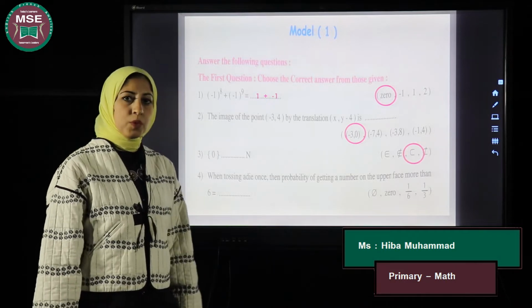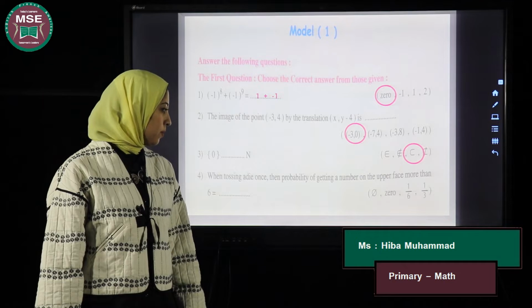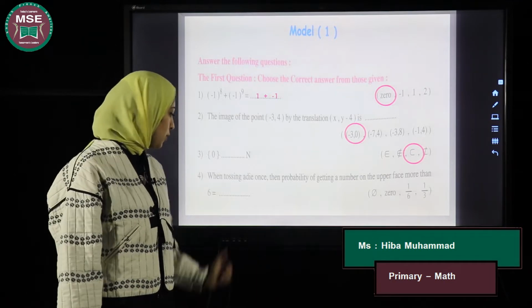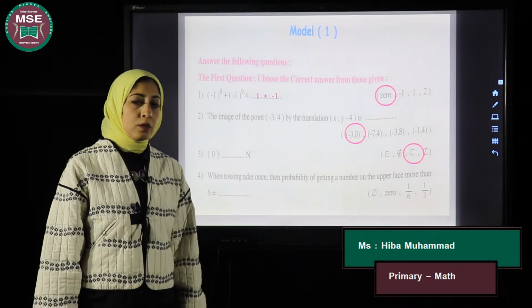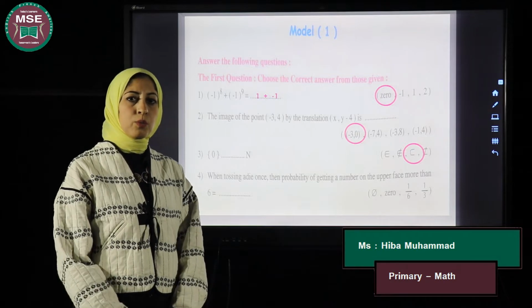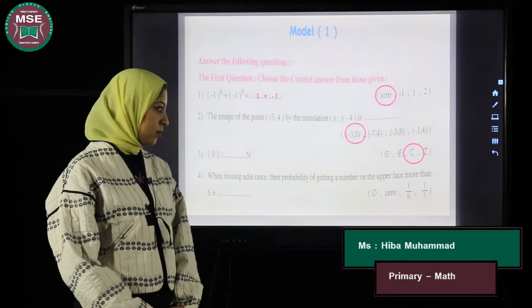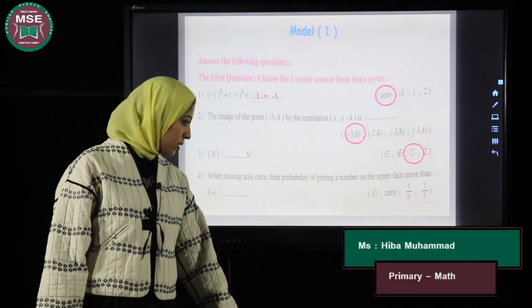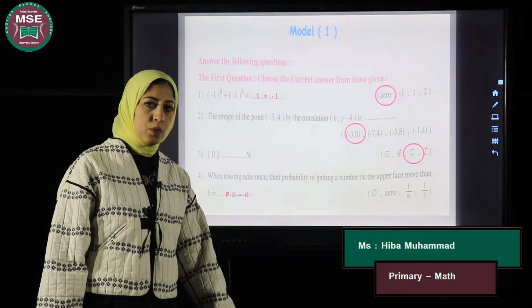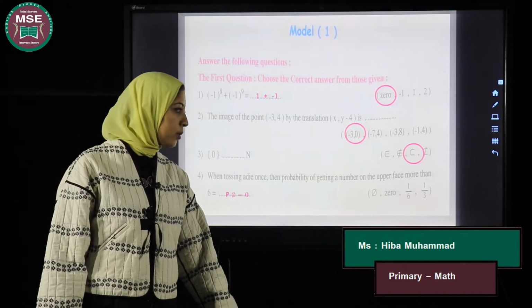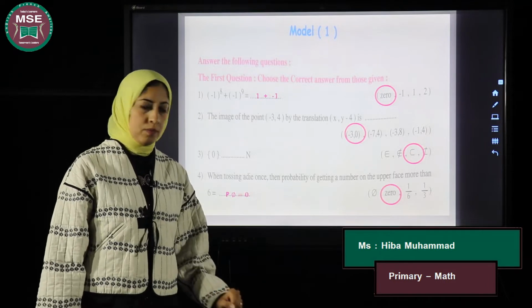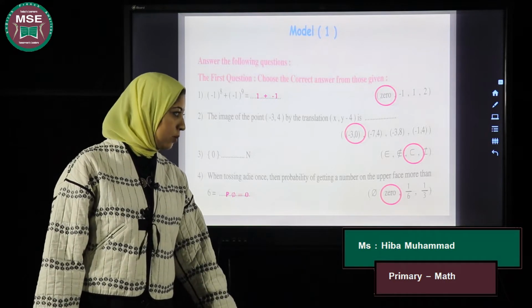Number 4, when tossing a die once, then the probability of getting a number on the upper face more than 6. The die has numbers from 1 to 6. We don't have any numbers more than 6, so the probability is phi. When the probability is phi, its number will be 0. He is asking about the probability, so the answer is 0.